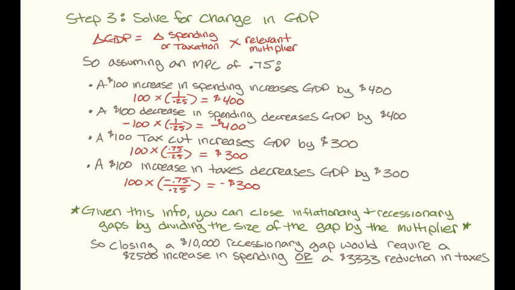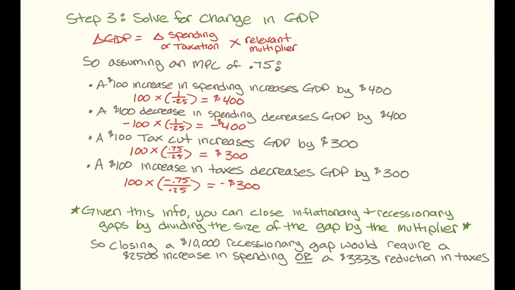In example number 3, the government chooses to cut taxes by $100. This is going to make our increase in GDP $100 times the tax cut multiplier, which is MPC over MPS. So it's 100 times 0.75 divided by 0.25. 0.75 divided by 0.25 is 3, giving us an increase in GDP of $300. And last but not least, should the government choose to raise taxes, it'll just be a negative 3 multiplier, meaning that a $100 increase in taxation would result in a decrease in GDP of $300.